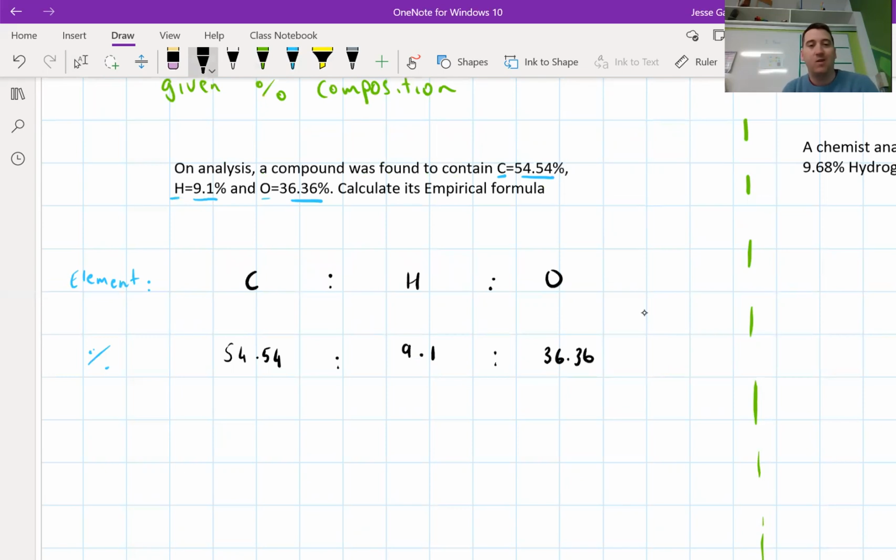The next question is, how do we find the molar ratio? To figure this out, we're going to need the Mr of each one. We're essentially going to take the percentage and divide by the Mr, and that will convert it to moles for us. So I'm going to go ahead and find the Mr of each one. The Mr of carbon is 12, hydrogen is 1, oxygen is 16.